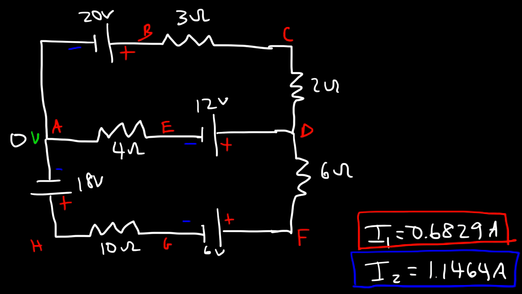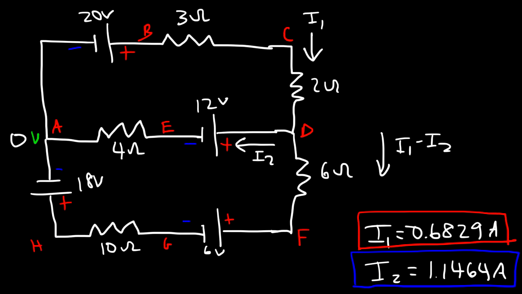Now let's talk about the currents. Notice that I1 is positive, which means that there is a current flowing in this direction and not in that direction. And so that current is 0.6829 amps. Now I2 is also positive, which we define it to be a current going in this direction. So we don't have a current going in that direction. Now what about I1 minus I2? I1 minus I2 was going in this direction.